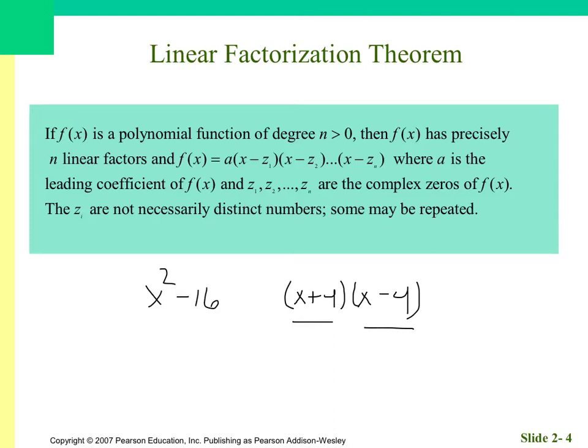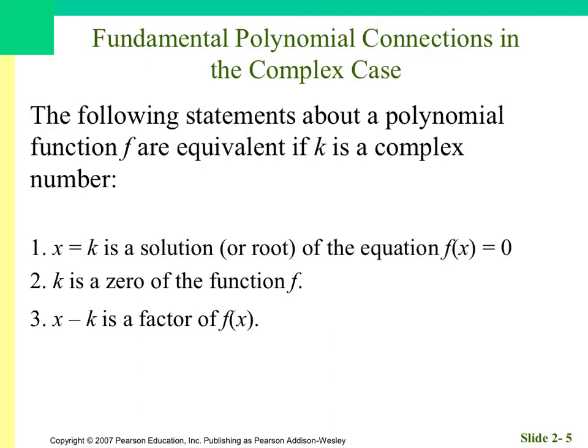So that's what they're talking about. Fundamental polynomial connections in the complex case. The following statements about a polynomial function f are equivalent if k is a complex number. Complex numbers are a plus bi. Number one, x equals k is a solution or root of the equation f of x equals 0. So yes, k is a zero of the function, and x minus k is a factor. Okay?